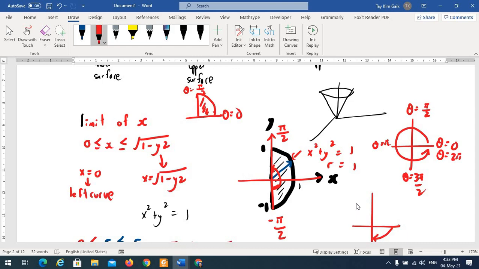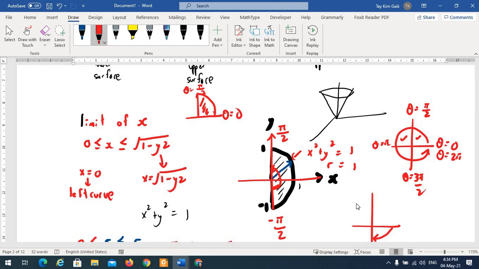If your theta involves these two quadrants, we say theta from negative pi over 2 to pi over 2. If the area involves the first two quadrants, the first and the second, we say theta from 0 up to pi. For the full circle, we say 0 to 2 pi. It's seldom you have 1, 2, 3 like this because of symmetry. It's either the first and second, or all four, or the fourth and the first.